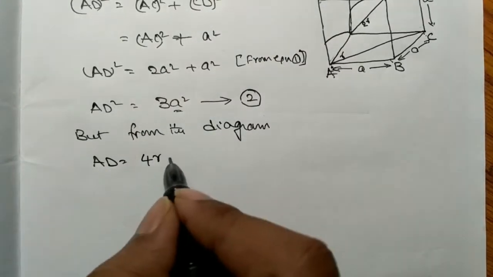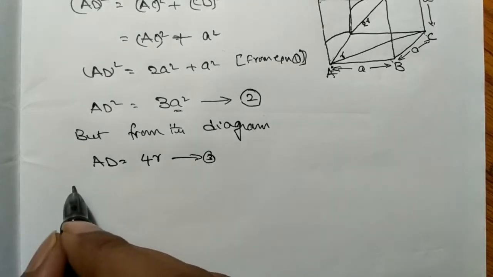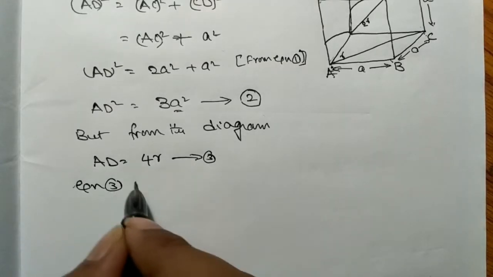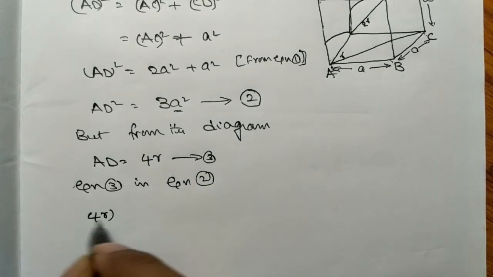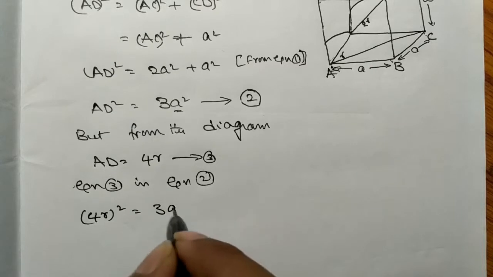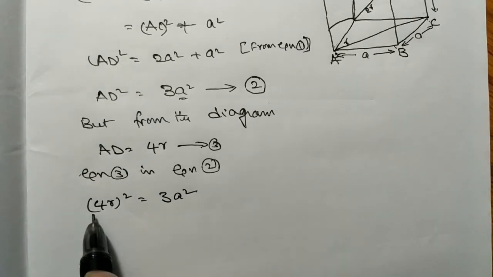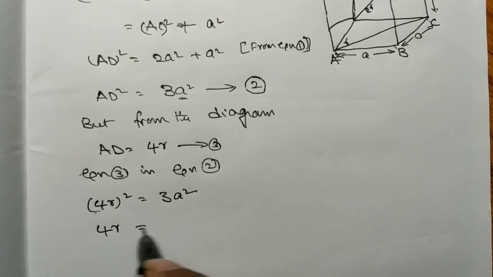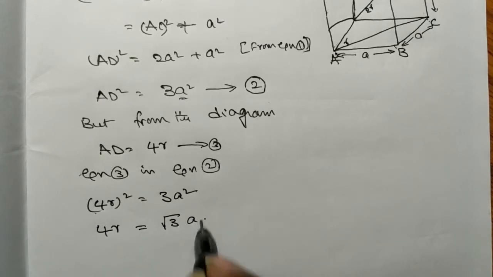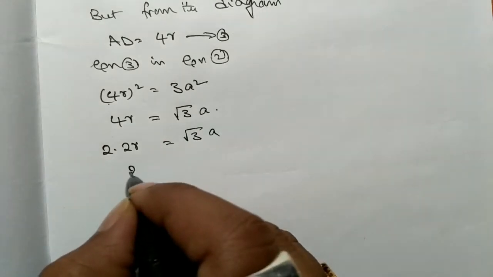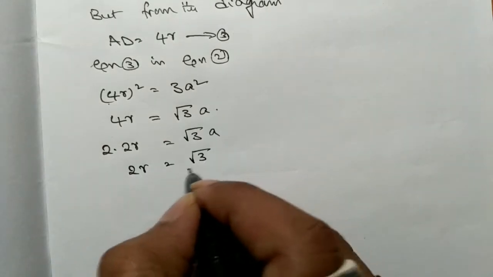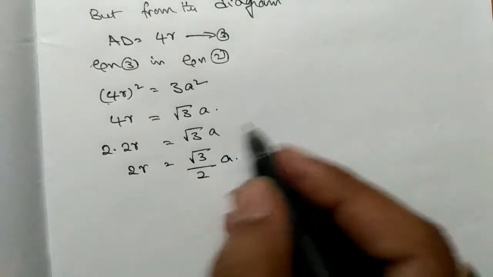Then AD square means, now put equation 3 in equation 2, means 4R square is equal to 3A square. Now I have to find from this 2R. That means 4R, apply root, 3 into A. That means 2 into 2R is equal to root 3 into A. Then 2R is equal to root 3 by 2 into A.